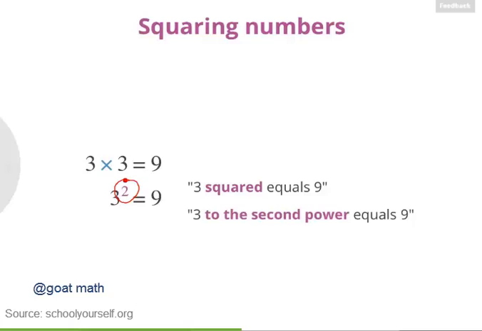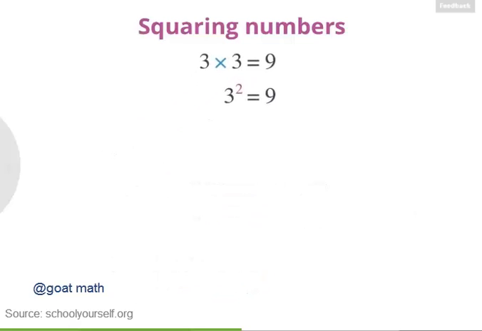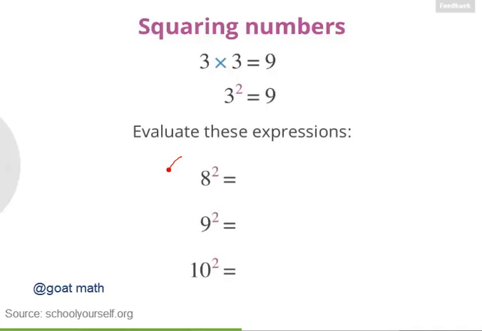Because this number up here is 2, that means you're multiplying 3 by itself a total of 2 times. If this number were 4, for example, it would mean you're multiplying 3 by itself a total of 4 times. Let's hold on to this example up here. And next, try evaluating these 3 expressions: 8 squared, 9 squared, and 10 squared.